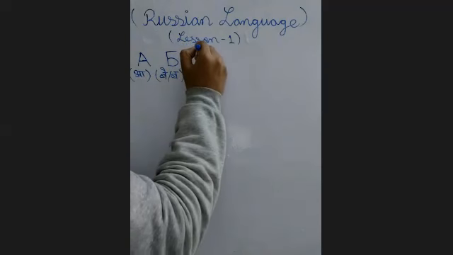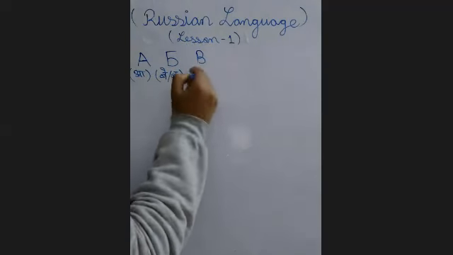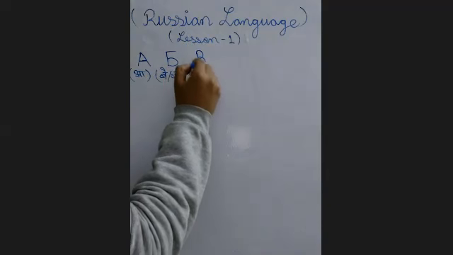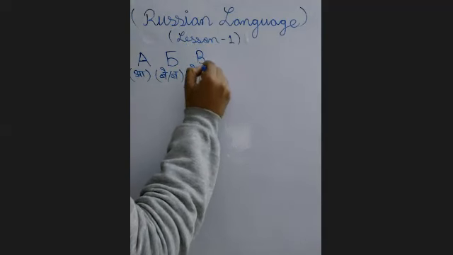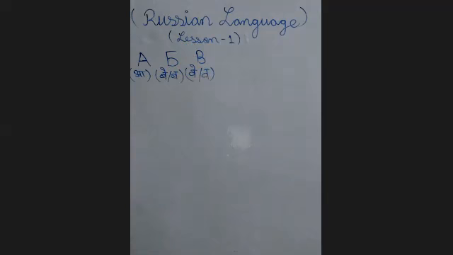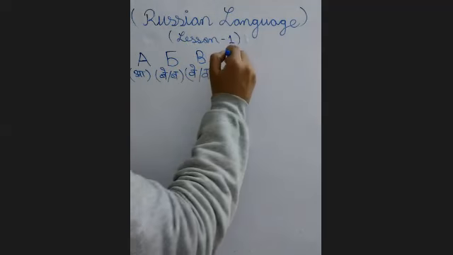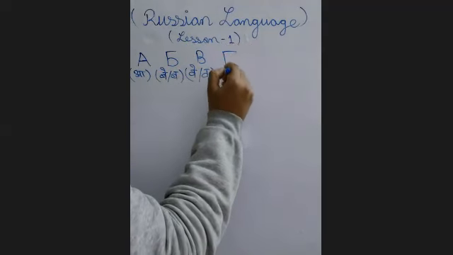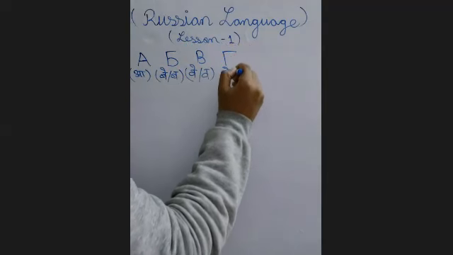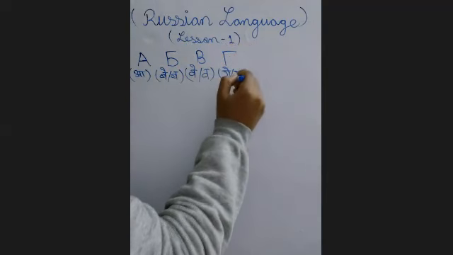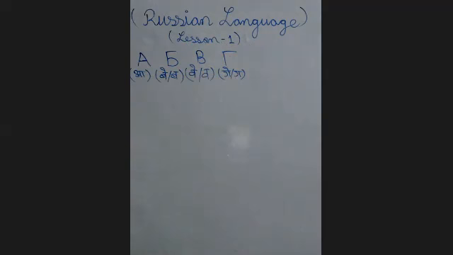Then we have the third letter. This letter again looks like English. This is ve. The name is ve, and the sound is v. Then we have the next letter. The name of this letter is ge, just like English G, and the sound is again just like English g.